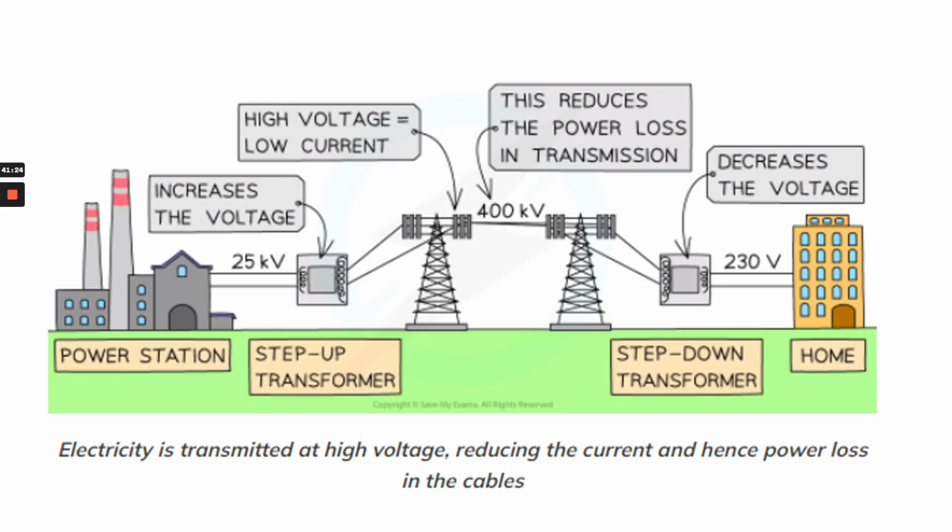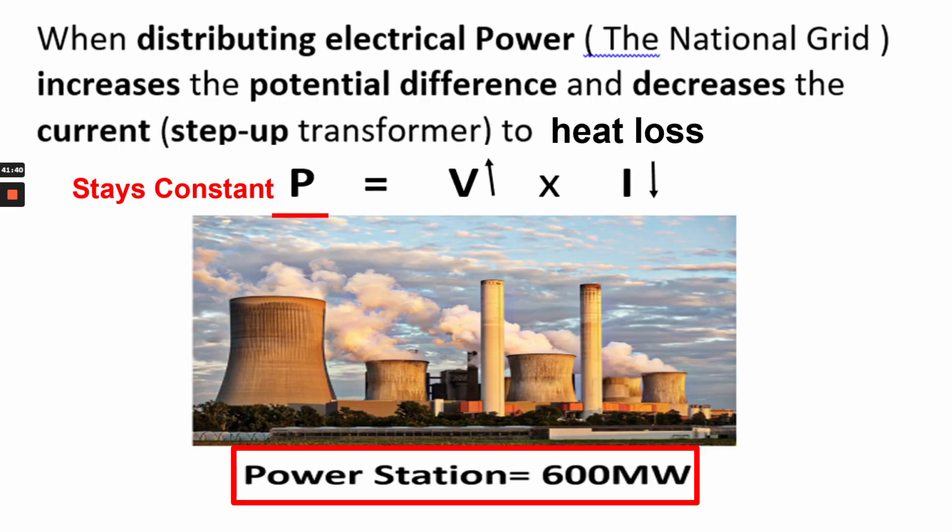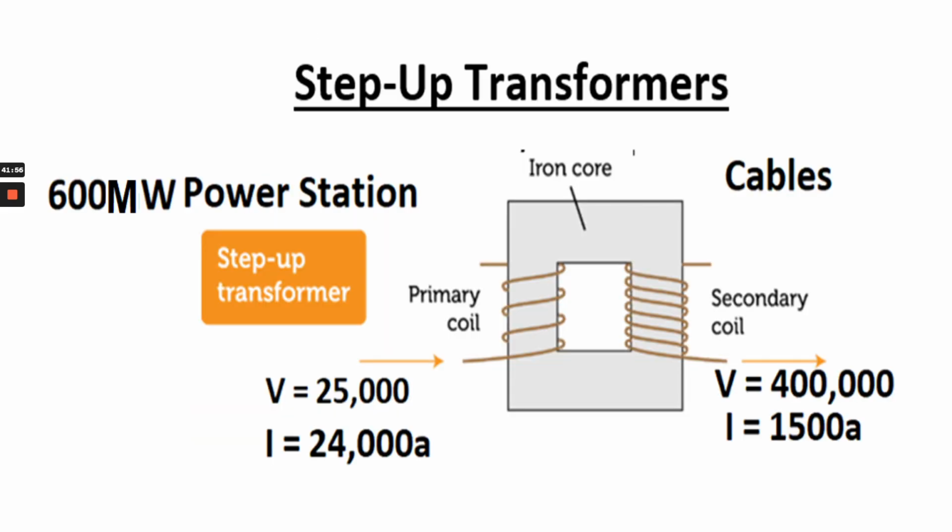What is the point of these transformers? They use one of the key equations, something we've already done, and this equation tells us you can either transfer power at a high potential difference and a low current, or a low potential difference and a high current. So here's a power station, and say this power station makes 600 megawatts of power. That's 600 million joules a second. I want to transfer that electricity to a consumer as efficiently as possible. So a step-up transformer uses this equation, and I'm going to show you mathematically what it does.